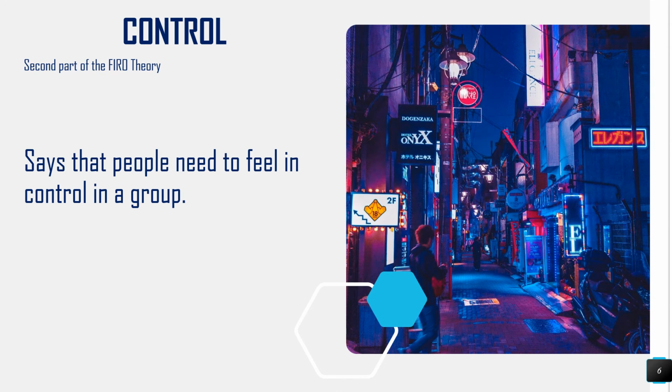The second part of the theory is called control. This part says that in a group setting, some people will have the need to feel control. Control can also, like the inclusion, go two different ways. One being that the person has the need to be in control, or two being that a person has the need for anyone but themselves to have control of the group.